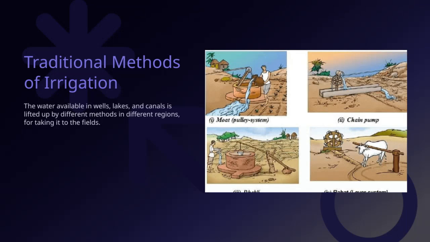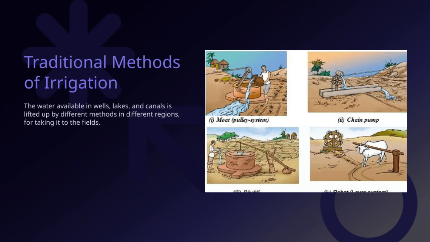Now, when it comes to accessing water from wells, lakes, and canals, different regions have developed their own methods of lifting it up to the fields. These methods vary depending on local resources, technology, and tradition. In many rural areas, traditional methods of irrigation are still widely used.